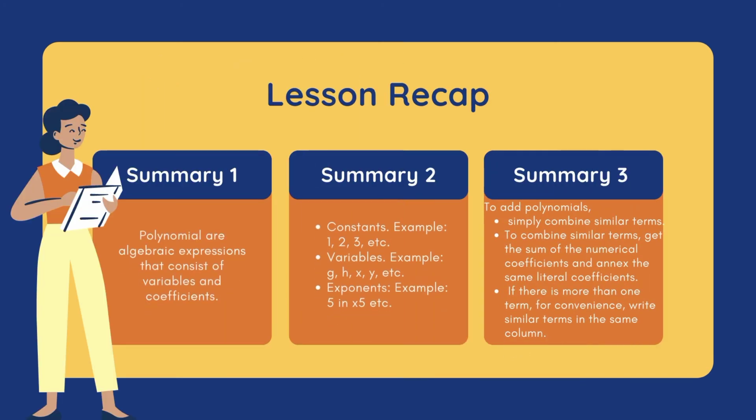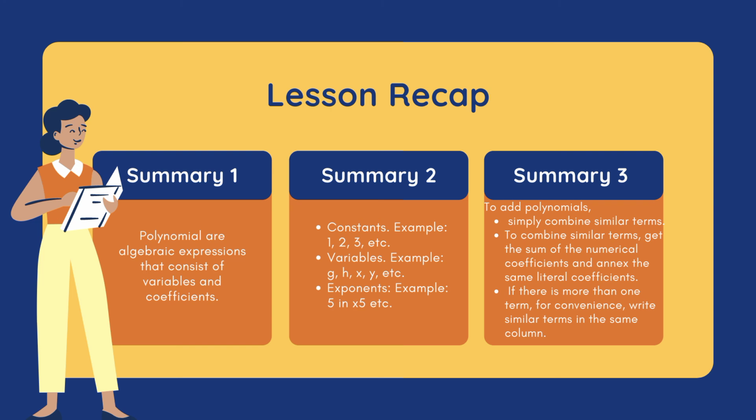Now that you have understood what addition of polynomials using algebra tiles is, let's have a lesson recap. It is defined that polynomials are algebraic expressions that consist of variables and coefficients. We have an example of constants, which are 1, 2, 3. Variables, we have g, x, y. Exponents, we have 5 and x to the power of 5.